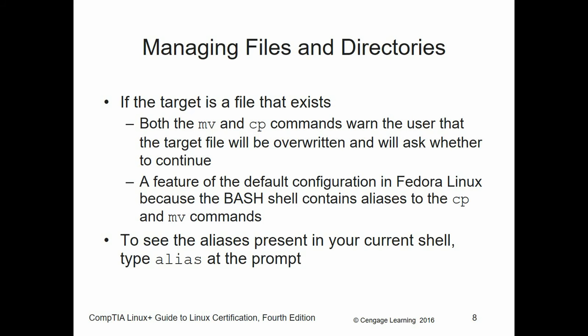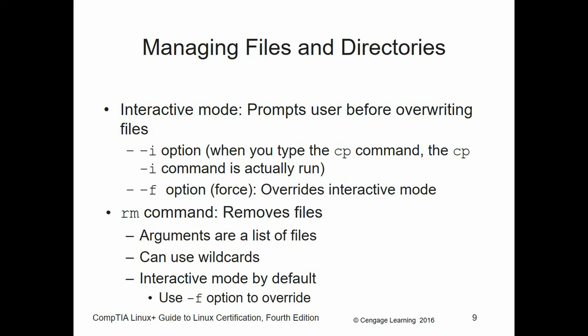This is a feature of the default configuration in Fedora Linux, because the bash shell contains aliases for the cp and mv commands. To see the aliases present in your current shell, type alias at the prompt, which is the terminal. Interactive mode prompts the user before overwriting files. With the -i option, when you type the cp command, the cp -i command is actually run. The -f option, which is force, overrides interactive mode.